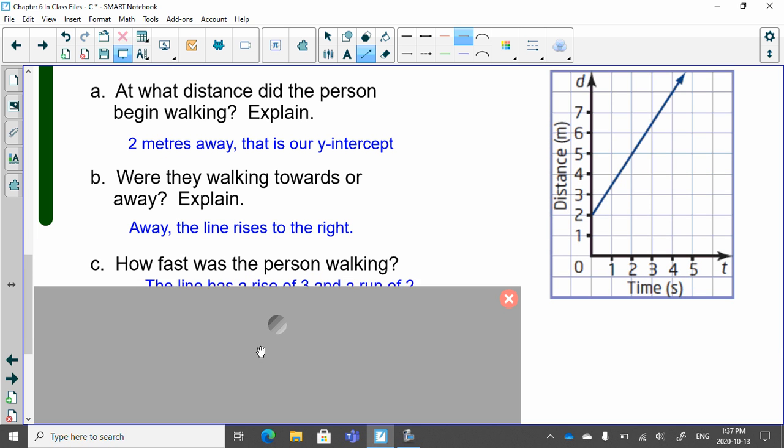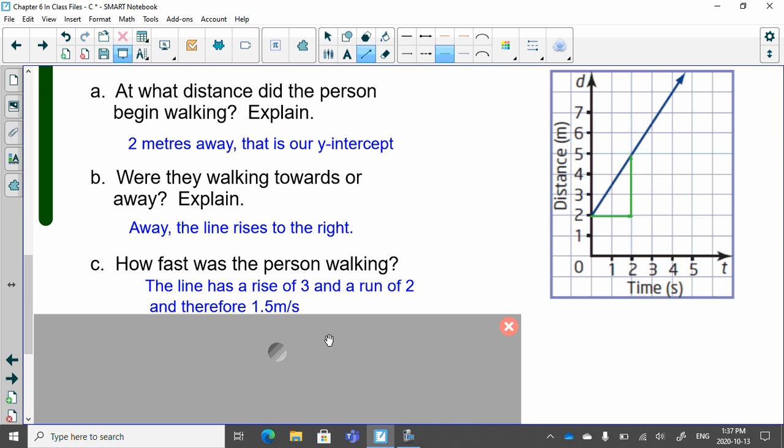Next, how fast was the person walking? That's a rate of change. How fast were they walking? We want to find the slope of the line. So what I did was I drew in from here. I went over 2, and I went up 3.